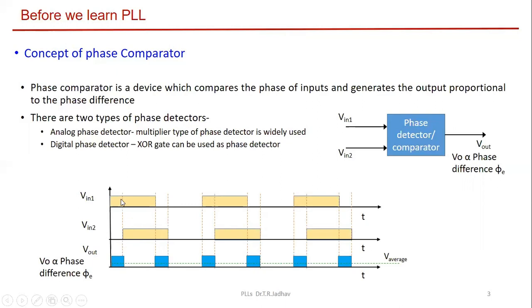And since there is a phase difference, as you see here, the blue output corresponds to the difference between these two inputs. That is the phase difference between these two inputs. Later, to convert this into a proportional voltage, we can find the average with the help of a simple low-pass filter, and generate a voltage which is directly proportional to the phase difference. So this is the whole idea of a phase comparator.